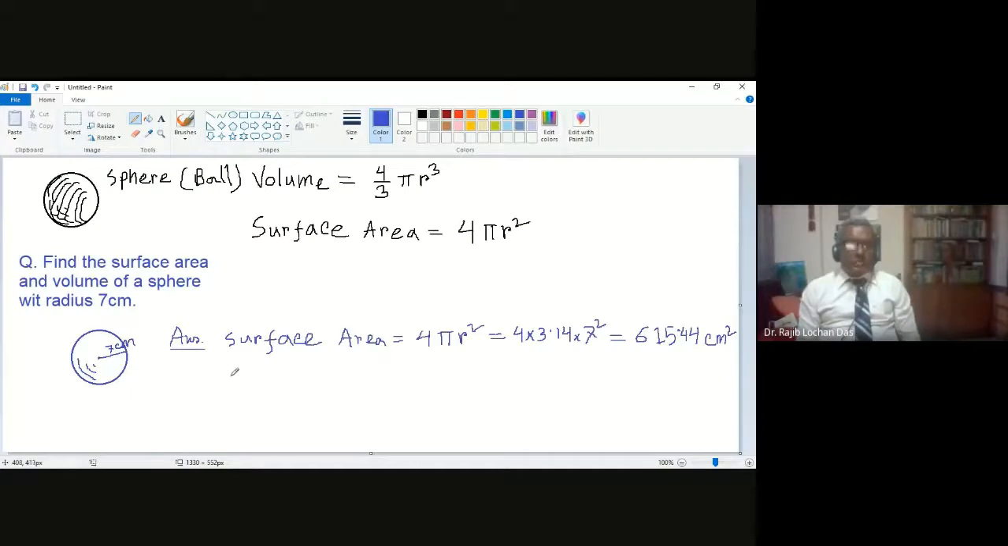And another thing is volume. So you will also write the volume formula. The volume formula is 4 divided by 3 pi r cube. So you write 4 divided by 3 into 3.14 into 7 cube. You just put the number and then calculate by your calculator. So what will come?